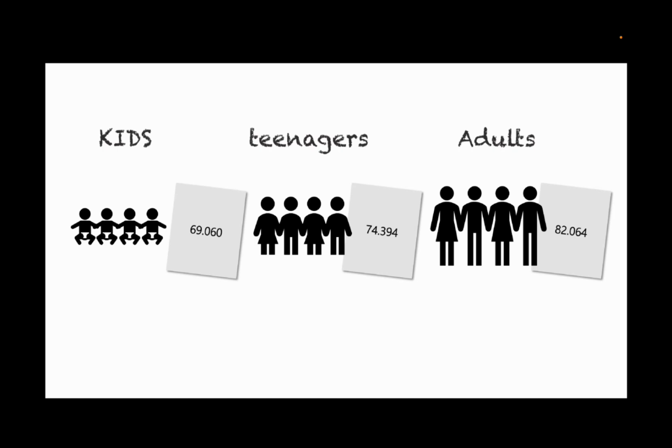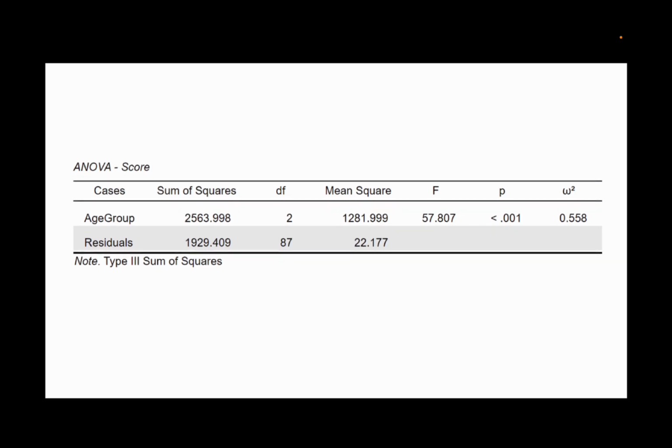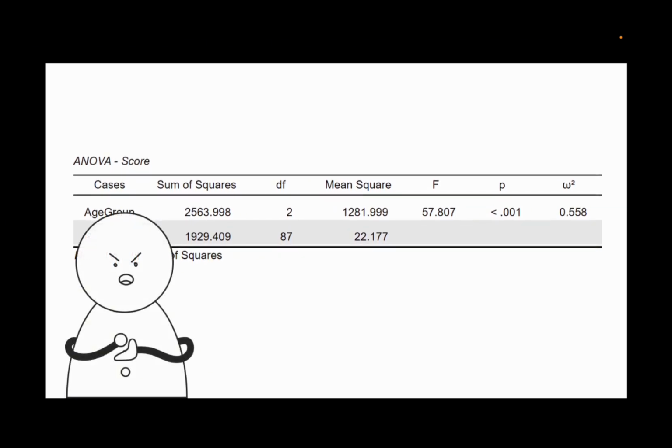But hold on. We can't just assume there's a real difference based on those averages. We need to know if the difference is statistically significant, or if it could have happened just by chance. Here's what an ANOVA result might look like. Lots of numbers, I know, but the main one to focus on is the p-value. If the p-value is less than 0.05, that usually means the result is considered significant. Oh, I see. The p-value is below 0.05 here.